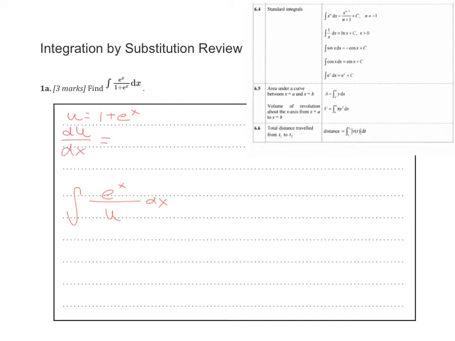So I'm going to find du dx. The derivative of 1 is just 0. The derivative of e to the x is e to the x. And the reason I'm doing this is because now I have this equation that relates du to dx. And so we're trying to get rid of the dx and replace it with du. So I'm going to do that by multiplying both sides by dx, so that I can actually solve for dx. So if I divide both sides then by e to the x, I now get this equation, dx equals du over e to the x.